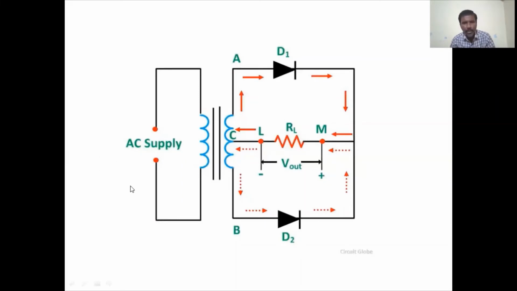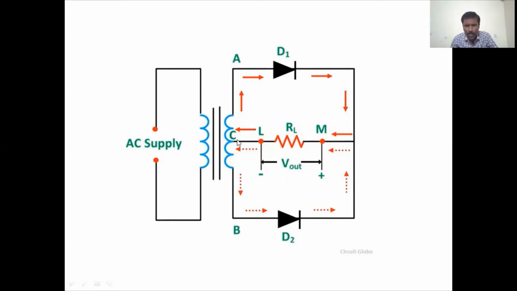It consists of a transformer, that is, a center tap transformer, and two diodes, that is, D1 and D2. So there are two diodes in the full wave rectifier, and the positive terminals of the diodes D1 and D2 are connected to the secondary coil of the center tap transformer, and the negative terminals are connected together.